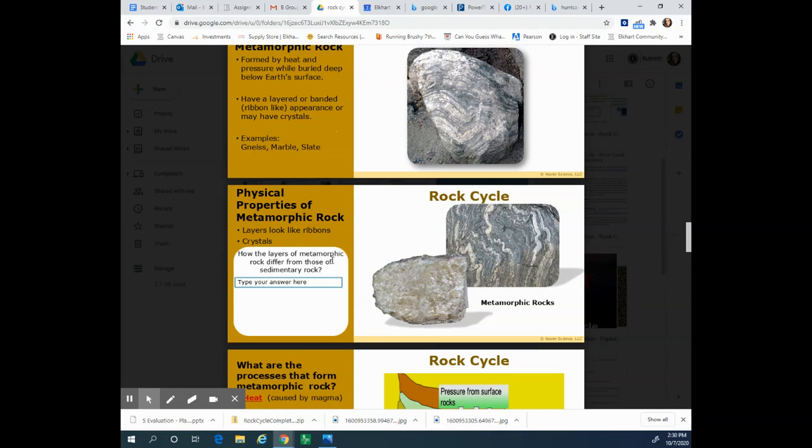How are the layers of metamorphic rock different from sedimentary rock? So, how are they formed differently? What makes metamorphic different from sedimentary? Type your answer right here.